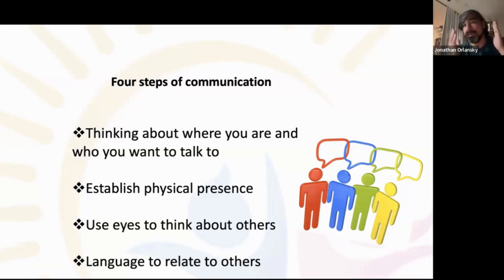Establish physical presence. You get close enough but not too close so that you can begin to speak with someone. Use eyes to think about others. When I'm at a party, I'm usually watching my kids running around. Or there might be a sports game on, or kids swimming in the pool, or whatever it is. You can engage with that person by looking directly at them, and then language to relate to others. You make some kind of appropriate opening gambit. Say hello, say something that might be of mutual interest, etc.